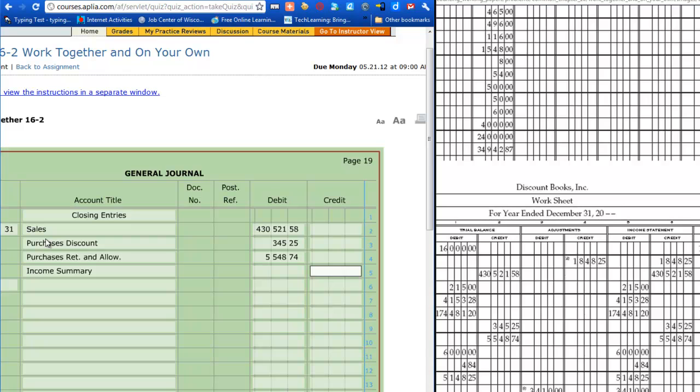So I have income statement credit column. I know there's 4 because there's income summary, but I'm not doing that one because this is part of an adjusting entry. I need to close these 3, so I debit them. I need to add those 3 numbers up. The total of those 3 debits is going to be what I put into income summary. And when I did it, I got $436,415.57.